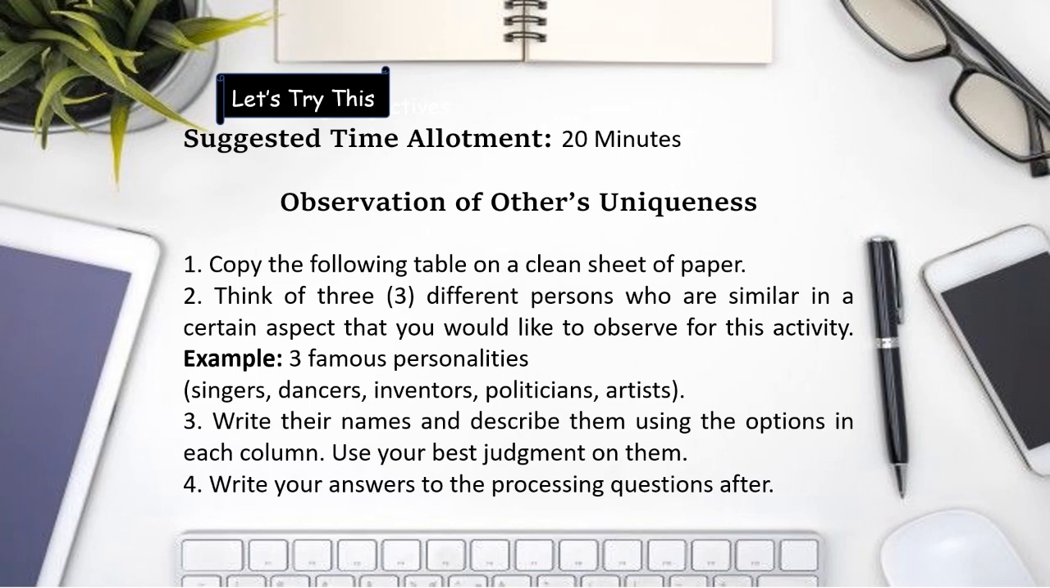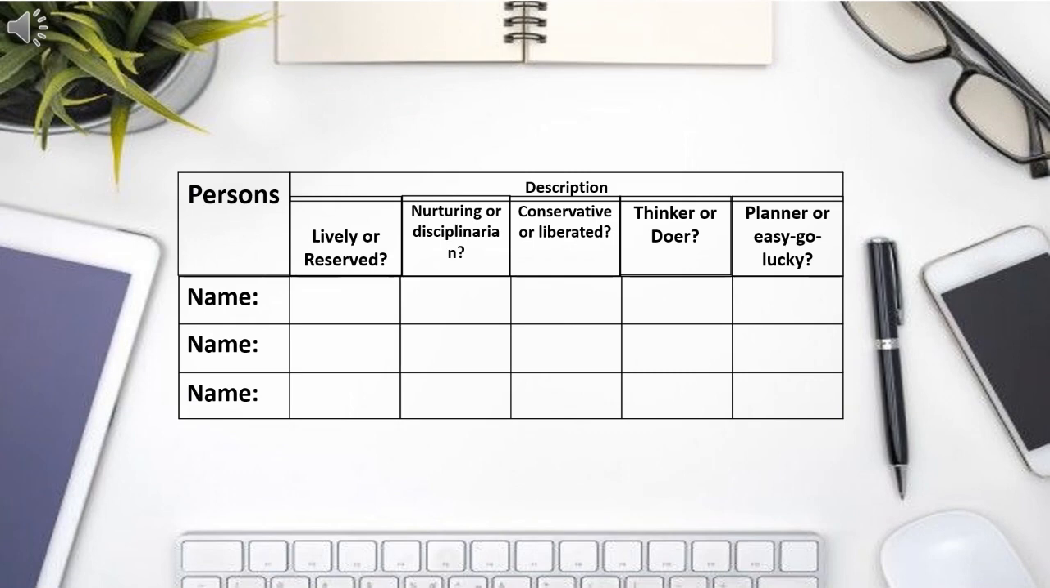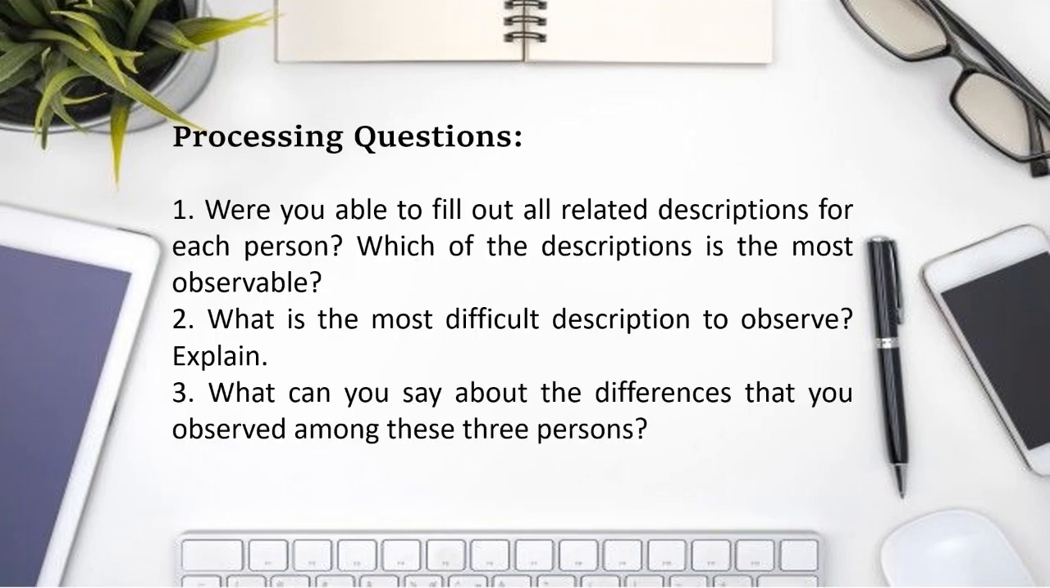4. Write your answers to the processing questions after. So, here's the template for this activity. First, you are going to identify and put their names, same with their descriptions about themselves: if they are lively or reserved, nurturing or disciplinarian, conservative or liberated, thinker or doer, and lastly, if they are planner or easy-go-lucky.